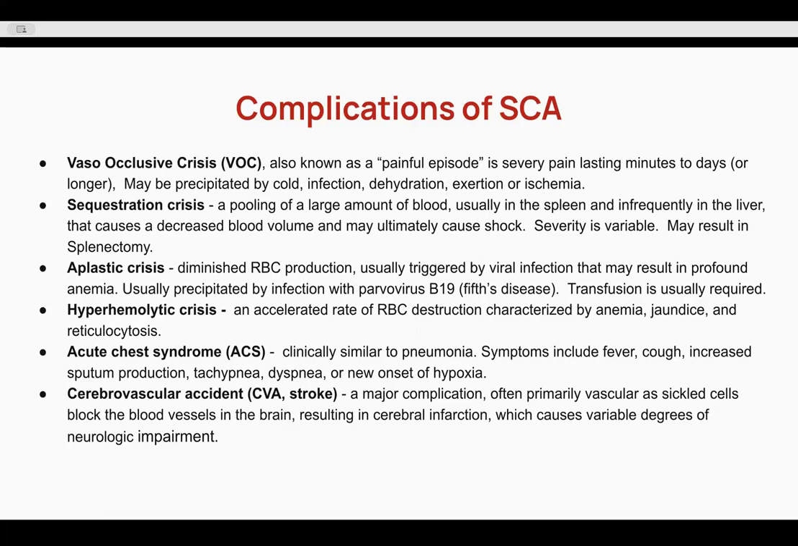An aplastic crisis is when there is diminished red blood cell production. This is usually triggered by a viral infection that may result in profound anemia. It's often precipitated by infection with parvovirus B19, also known as Fifth disease. Transfusions are usually required with aplastic crisis. Hyperhemolytic crisis is when there is an accelerated rate of red blood cell destruction, characterized by anemia, jaundice, and reticulocytosis.